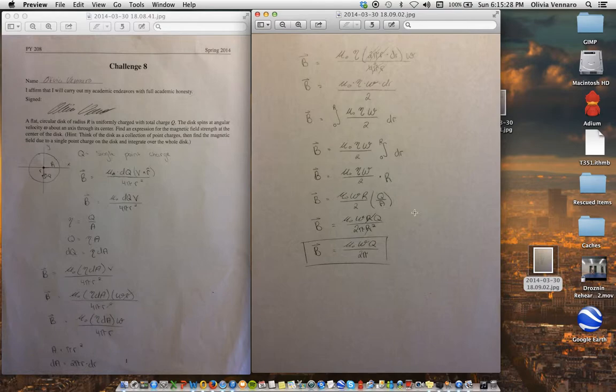And we know that we need to factor out the eta and replace it with Q over A. And we know that the area can also be substituted as pi r squared. So all of that simplified down is just equal to that.